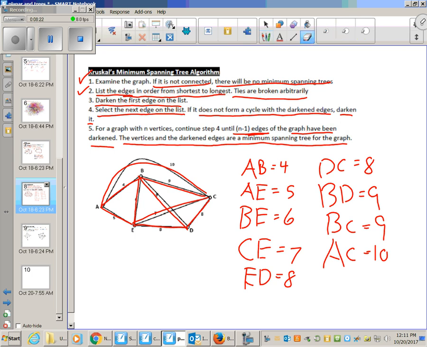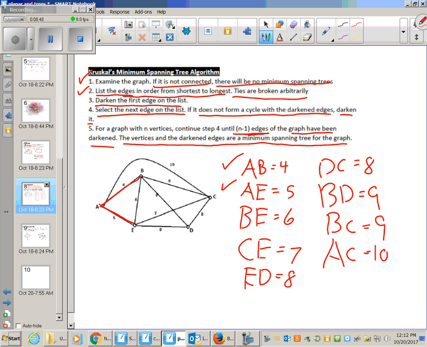Now I only darken those lines just so I can keep up with the edges I used. So, next, step 3 says darken the first edge on the list. So AB, I'm going to darken with 4. That one's done. Next, it says move to AE. Darken that if it doesn't make a circuit, which it doesn't. So I'm going to darken that.